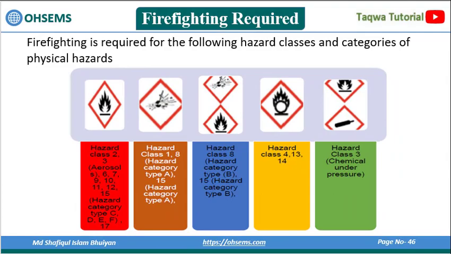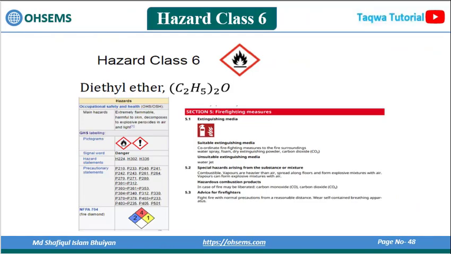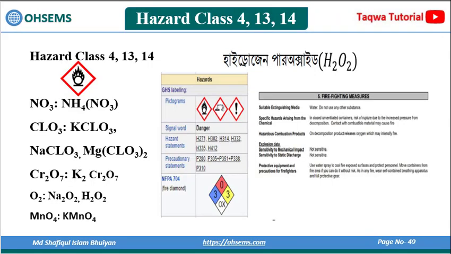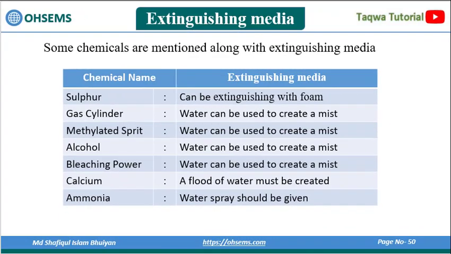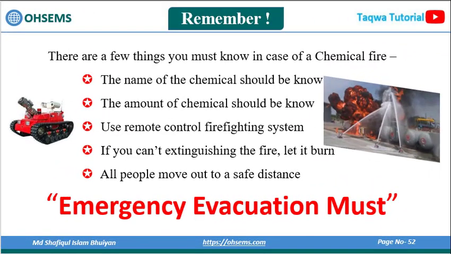Firefighting is required for the following hazard classes and categories of physical hazards. Safety data sheet, hazard class 6. Hazard class 4, 13, 14. Some chemicals are mentioned along with extinguishing media. Certain chemicals and metals are those for which the use of water on fire is prohibited. Must know in case of a chemical fire.